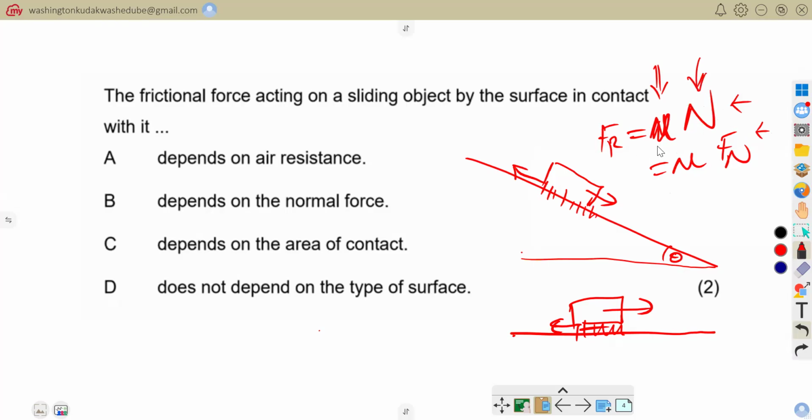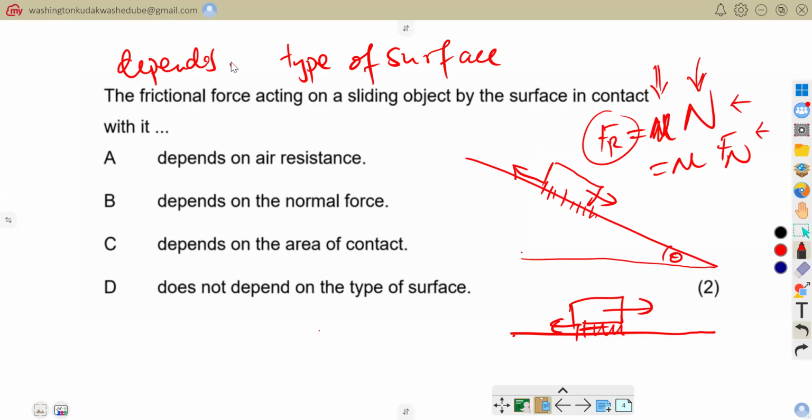The normal force is acting perpendicular to the object. It is applied by the plane of the surface. So we can see that the frictional force depends on the type of surface, and also depends on the normal force. So these are the two factors upon which our frictional force depends.